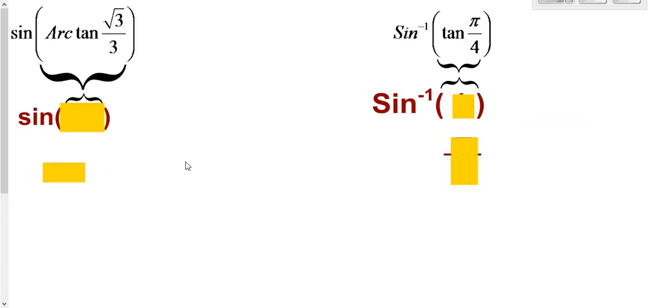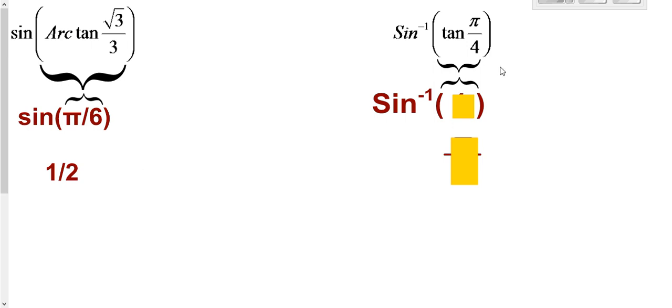This one here, you want to work from the inside out. This is representing an angle, and it means the tangent of one angle is √3/3. Now, you're supposed to have that one memorized. When is tangent equal to √3/3? And that answer is pi/6. Then we didn't do anything with what was on the outside, which was sine, so that's still there. Sine of pi/6 is another one you're supposed to have memorized. It's the sine of 30, which is 1/2.